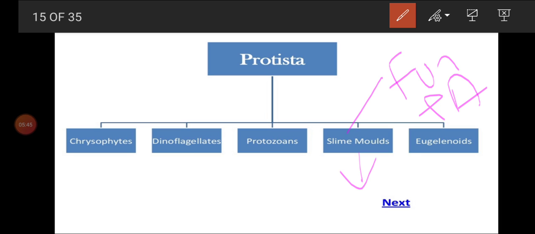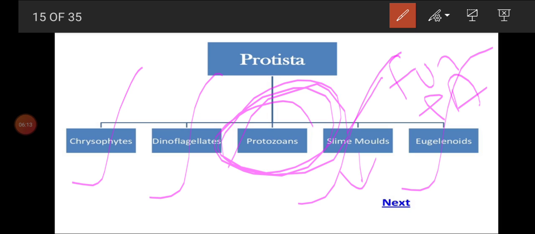There are so many. Slime mold is also a big group. Under that we have many examples, like Physarum. It was given in your NCERT book. Physarum is an example for slime mold. It possesses both fungi and animal nature. So we have learned even slime mold also. Now we are thorough with chrysophytes, dinoflagellates, slime mold and euglenoids. Next we want to see in detail regarding Protozoa. So let's see.